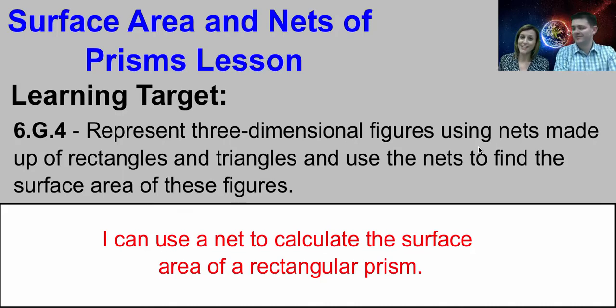All right, surface area and net of prisms. 6G4, write the entire learning target down: representing three-dimensional figures using nets made up of rectangles and triangles, and use the nets to find the surface area. I can use a net to calculate the surface area of a rectangular prism.